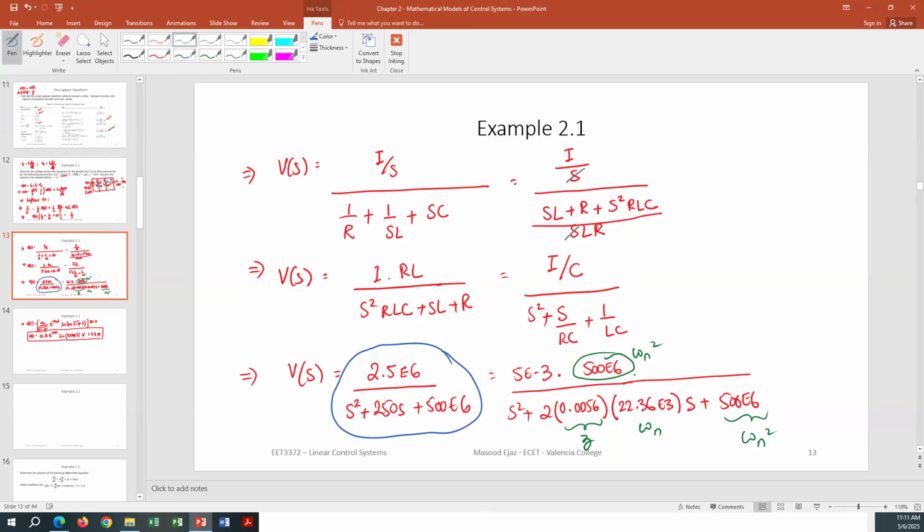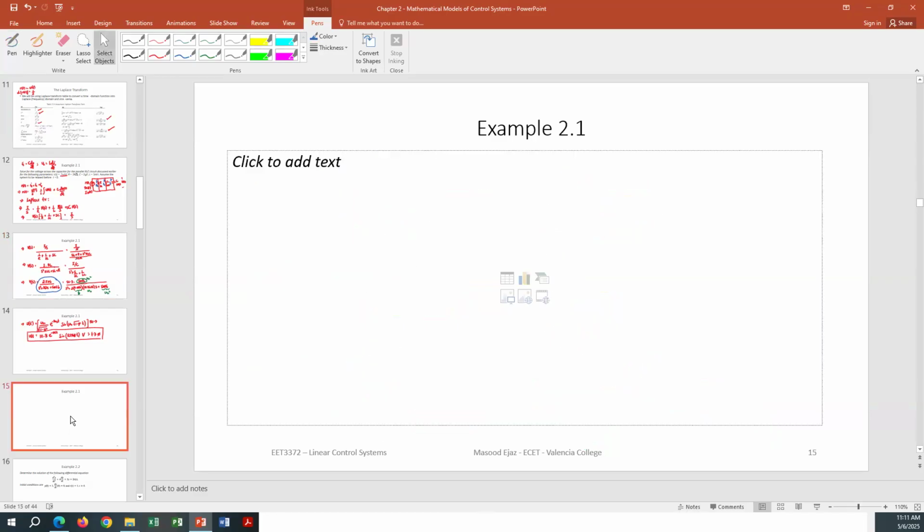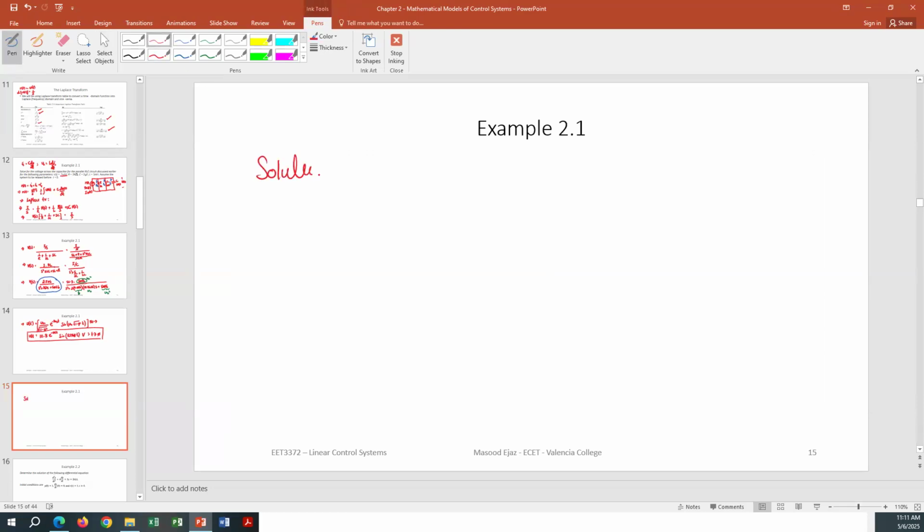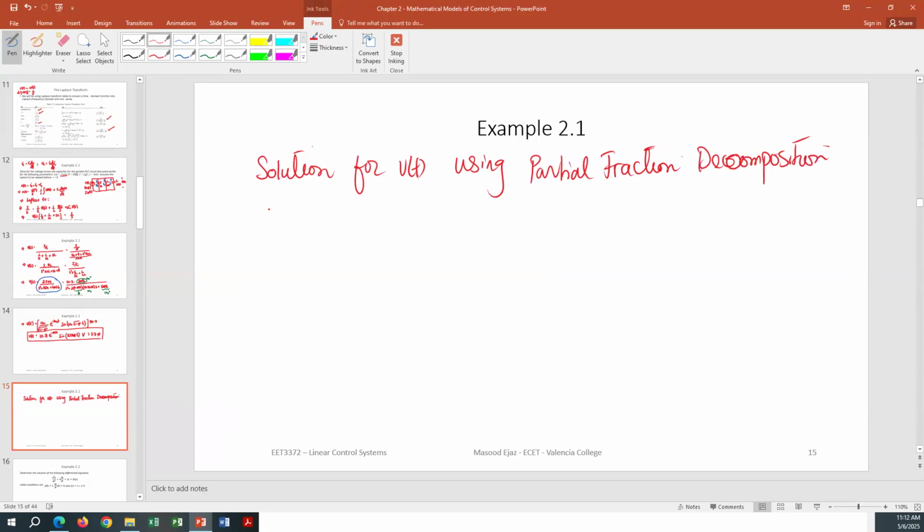2.5 exponent 6 s squared plus 250 s plus 500 exponent 6. We're going to write this down into partial fraction. Solution for VT using partial fraction decomposition and inverse Laplace transform.